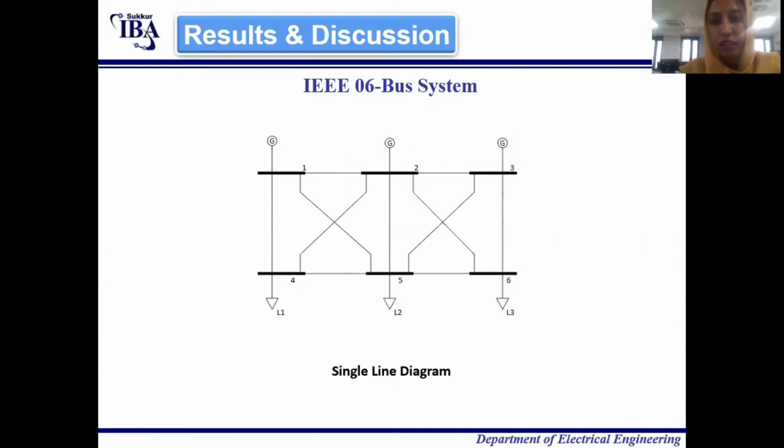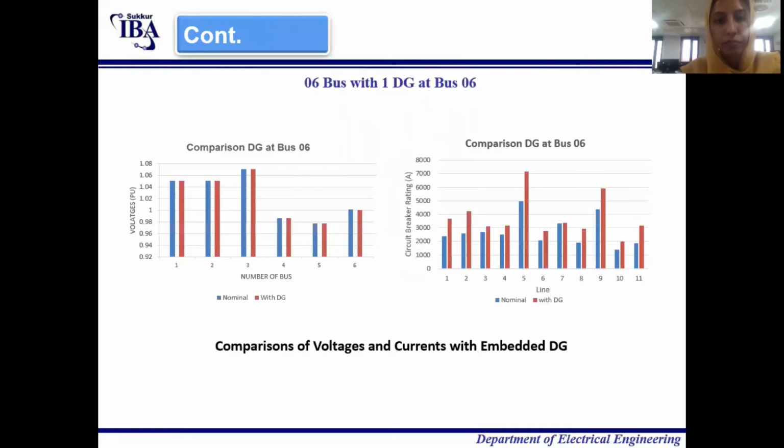We start our analysis with the IEEE 6 bus system. This is the single line diagram of the IEEE 6 bus system when there is no DG or fault current limiter added into the system. Here we can see we have added a single DG on bus 6.